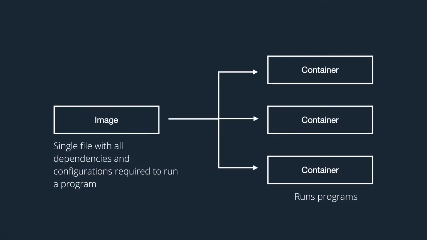An image is a single file with all dependencies and configurations required to run a program, and the container is an instance of an image. A distant analogy would be to equate images to static code and files, and containers to running programs while executing those files.